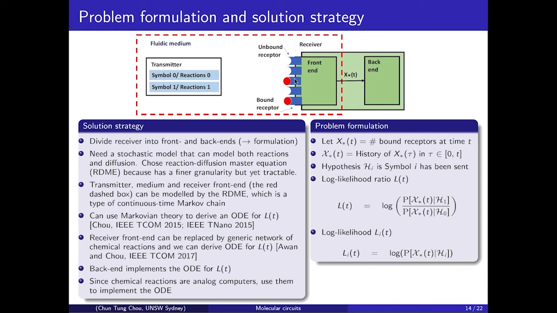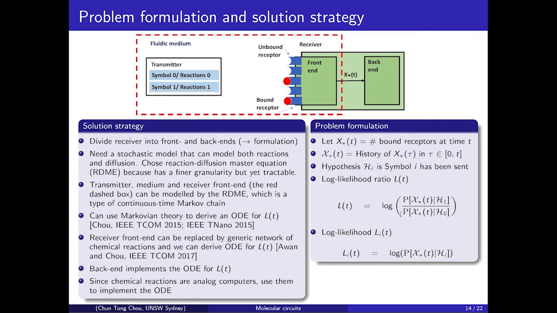Instead of using receptors, we can replace that by a generic network of chemical reactions in the front end, and we can still derive the ODE. Now, what is this back end that I've been talking about? The front end will produce this result, x star t, which is the number of bound receptors over time.